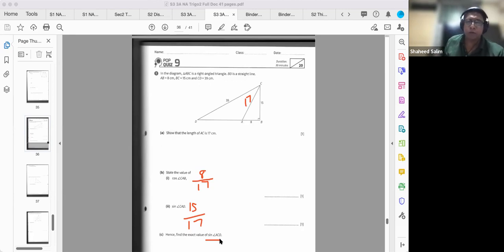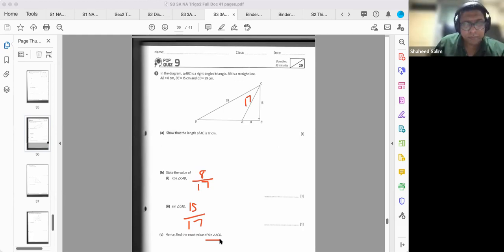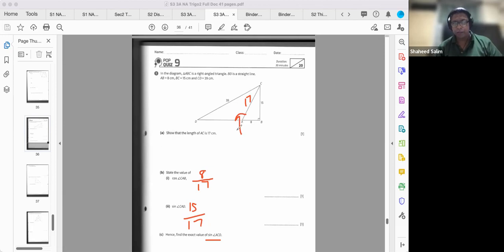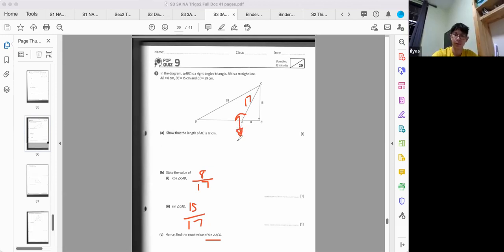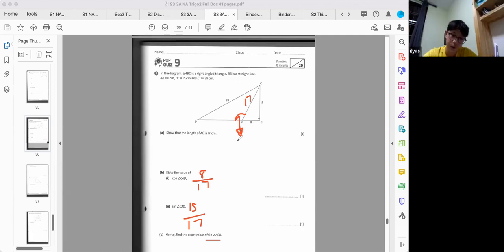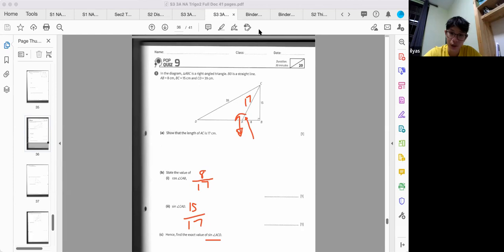Or you tell me step by step what you did. I did my second method. I find out the CAD, then I minus, then I divide by 2. Hold on. You find out CAD, then minus what, then divide by 2? Minus 180. 180 minus this angle, then you divide by 2.